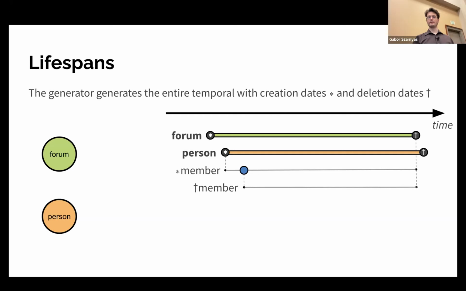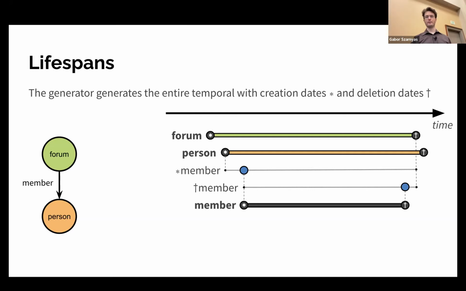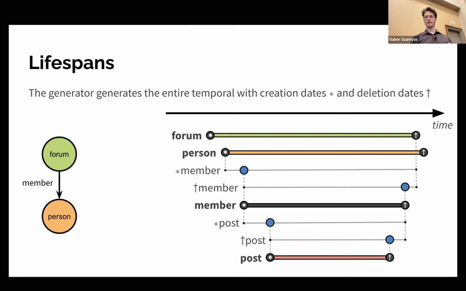So that is sometime after it has been created, but before the forum is deleted. We then select the deletion date and designate this as the lifespan of the member edge. Once the person is a member, we can create a post during any time point of this membership. We just select the creation date, say that it also has to be deleted at the very latest with the membership, and then we get the post, which is going to be the lifespan of this post.